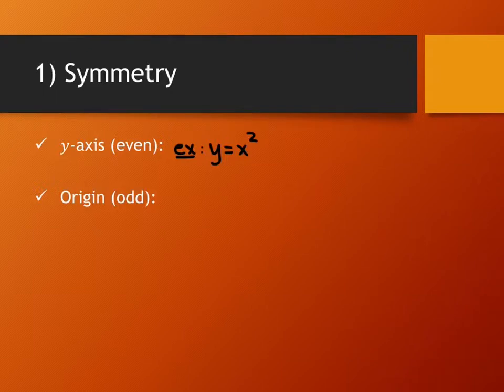The second type of symmetry we looked at was origin symmetry. These were odd functions. An example of this graph would be y equals x cubed. And the image you want to have in your mind is that it's like the spinner on a game board. If you put the spinner's rotating piece at the origin and you spun it 180 degrees, it would land right back down on top of itself. That's origin symmetry.